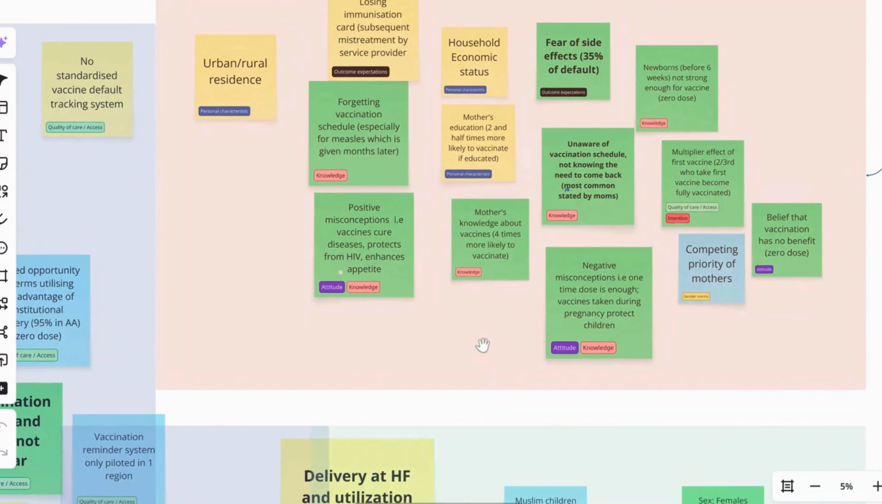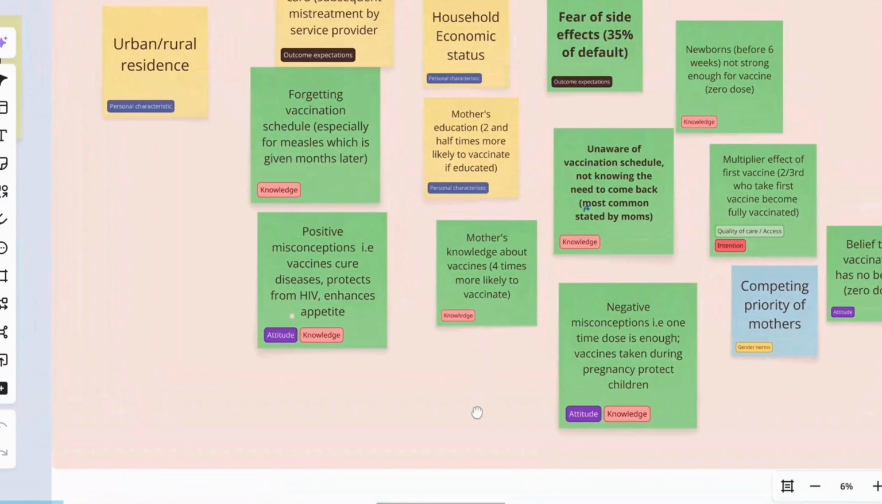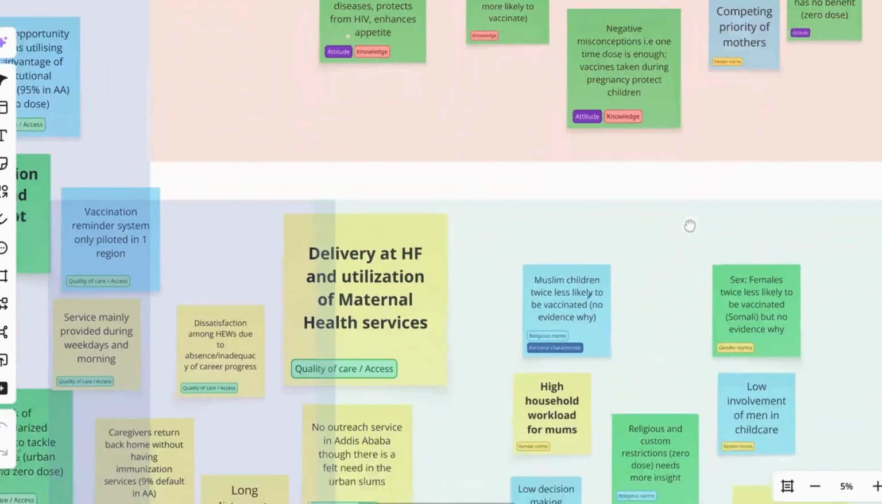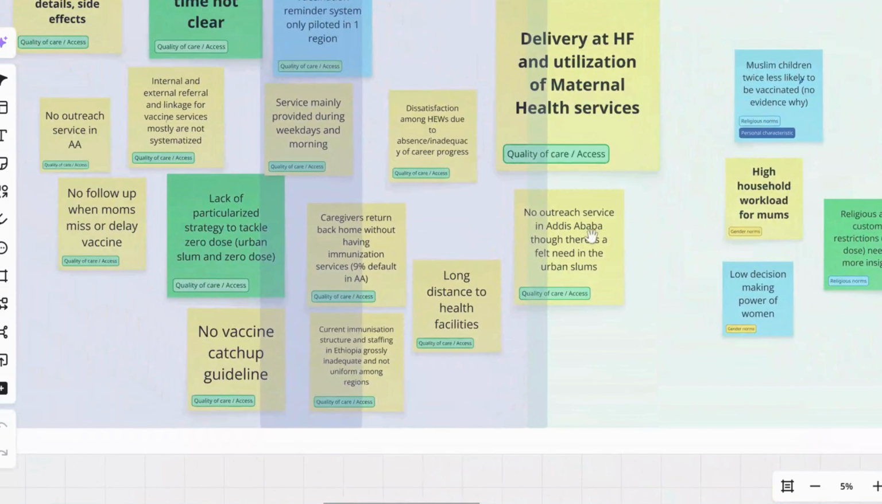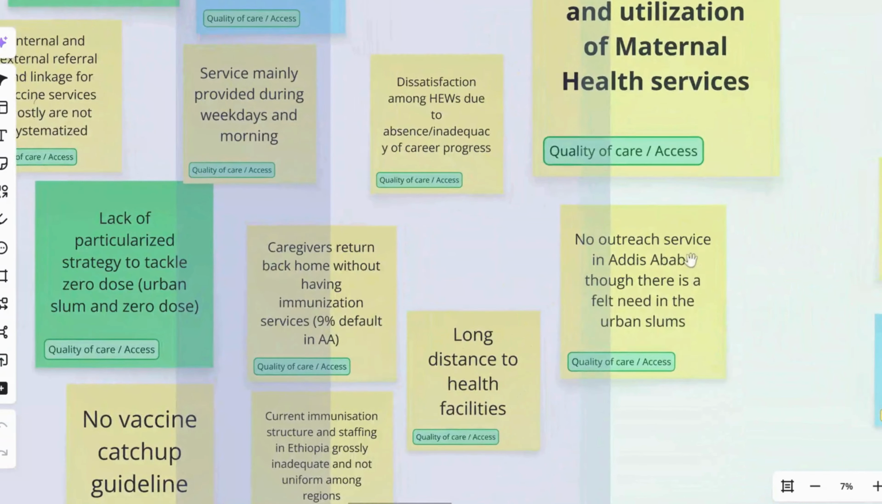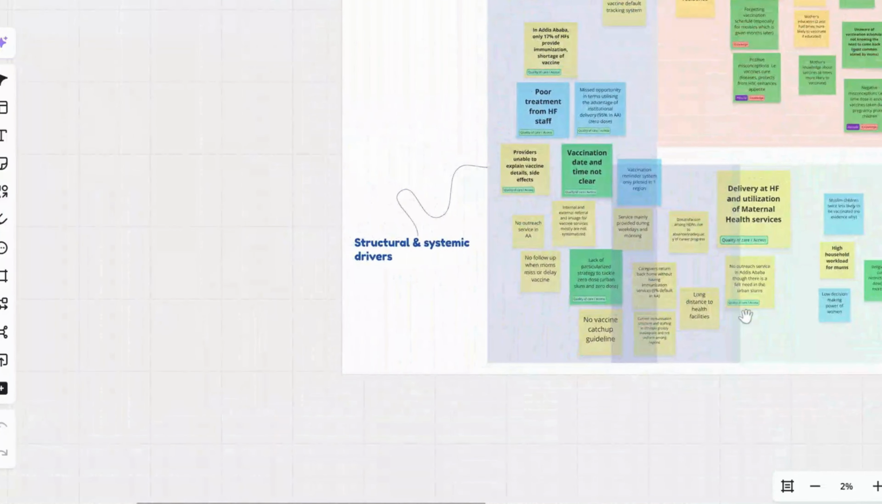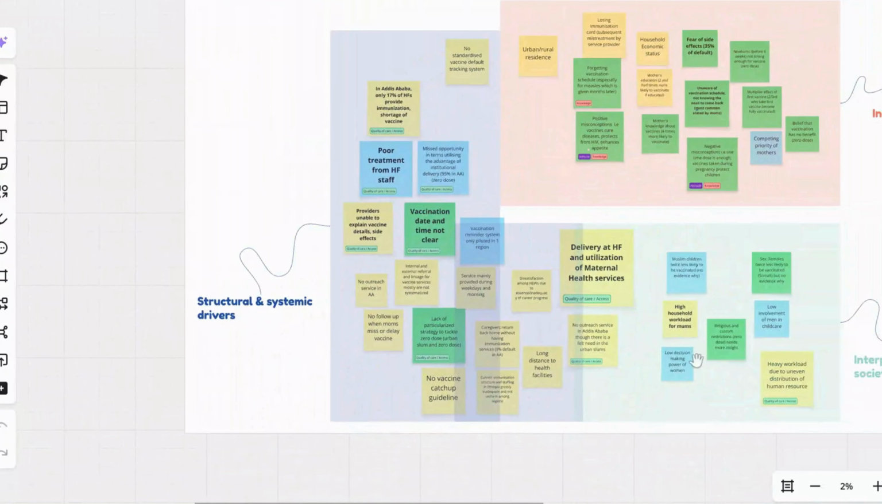And then the next thing that I like to do, and this is why Miro is so great, I like to create post-its for each of the barriers, and then I like to tag them with what the actual barrier is. So are we talking about a knowledge barrier here? Are we talking about an attitudinal barrier? Are we talking about a service provider barrier? So that helps us get an overview of which levels of the socio-ecological model we're dealing with.